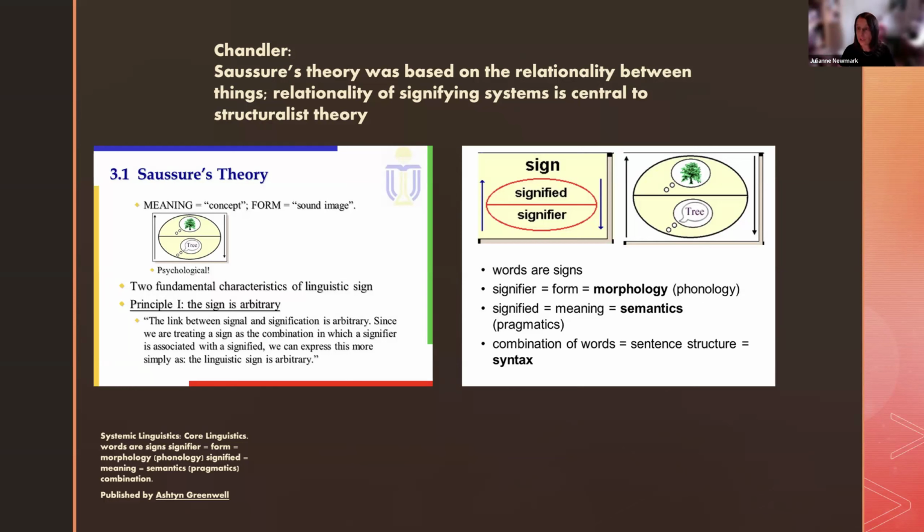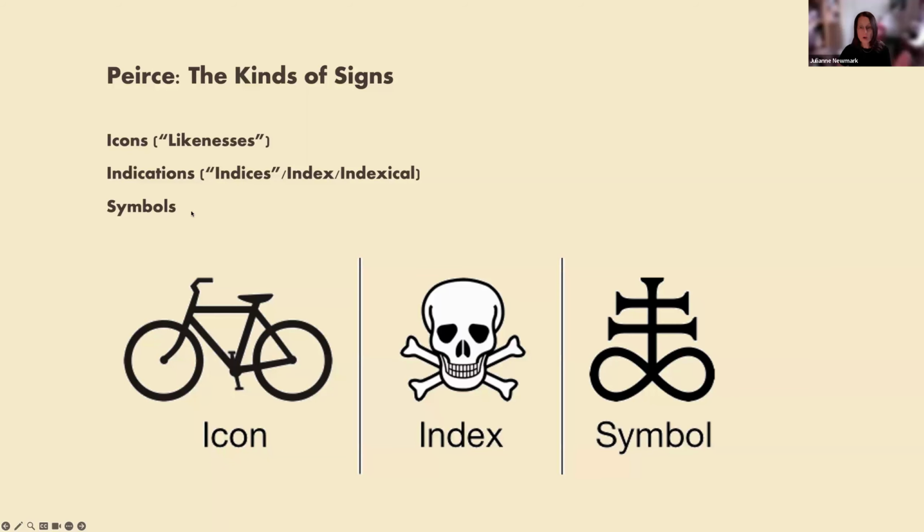So words are signs. A signifier is a form associated with morphology, phonology. The signified is the meaning or the semantics, so how the utterance works, how we represent it. So a combination of words, sentence structure with a certain syntax, is used to generate a larger set of understandings as comprised through this sign system. So Peirce adds an additional layer to this vocabulary.